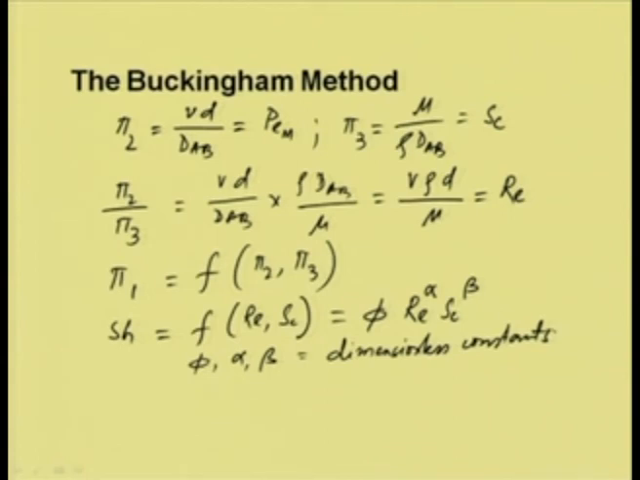So, this is analogous to the equation in heat transfer: Nusselt number is a function of Reynolds number and Prandtl number. Similar correlations we can get for different systems. Let us consider a few examples of correlations like this: system, range and correlation.